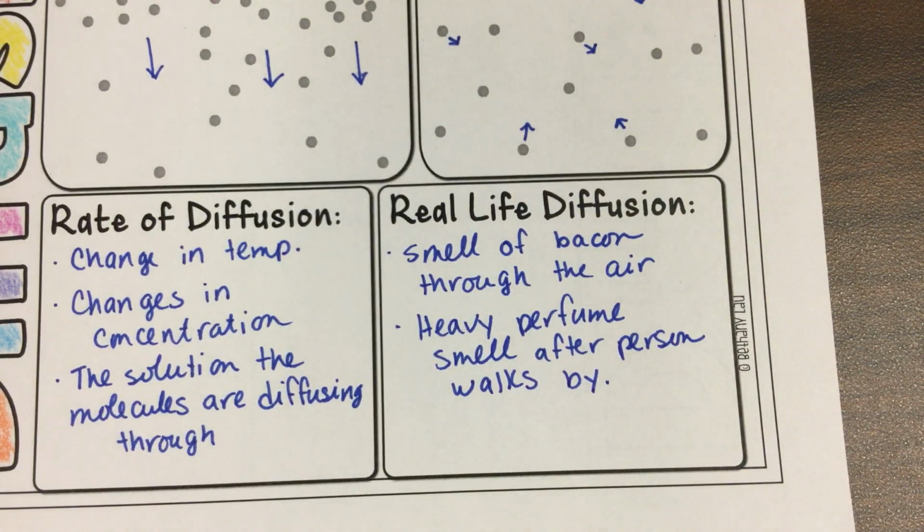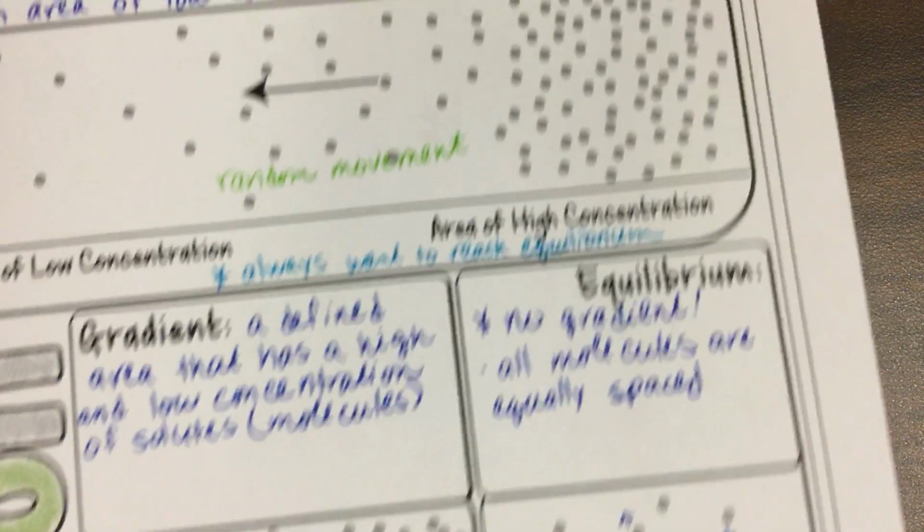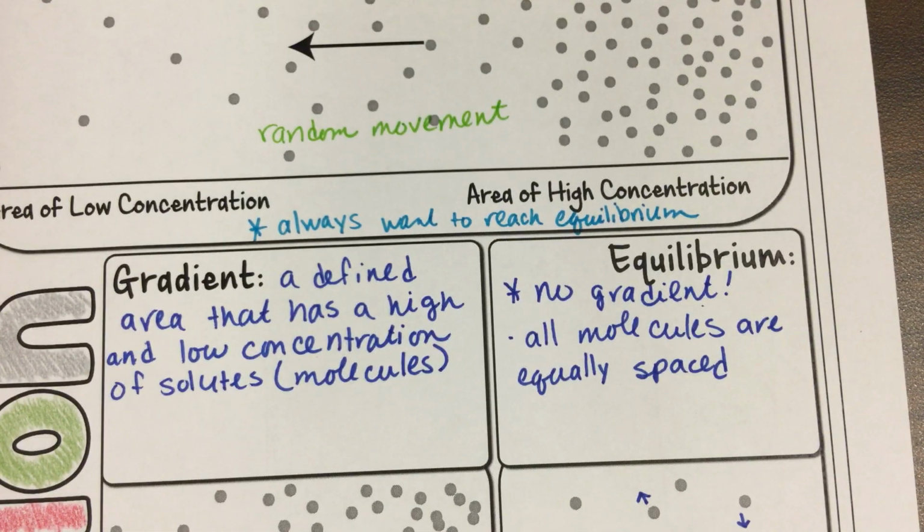So I know I've been in some offices where somebody is wearing really strong perfume, and it would have been minutes after they walked by and you could still smell it. So this is an example of diffusion of molecules. So what does this not consist of? So this, honestly, does not consist of water molecules.